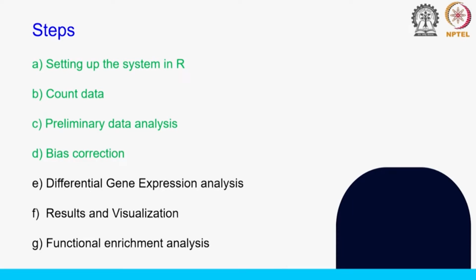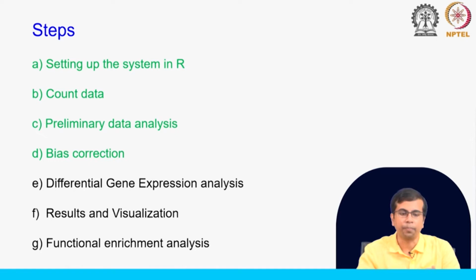So, we started working with preliminary data analysis in the last class. We will complete that in this class, and then we will move on to the bias correction part. Once we have done that, we can go into the differential expression analysis, and then we will move on to visualization of the results and functional enrichment analysis over the subsequent classes.